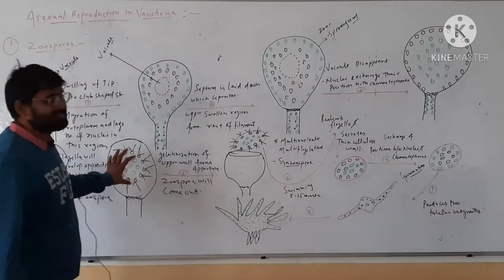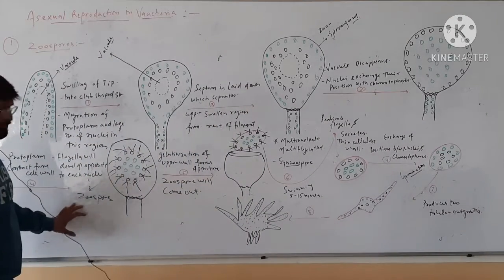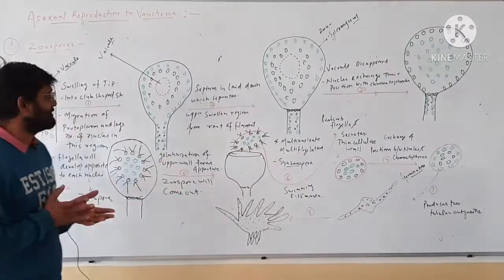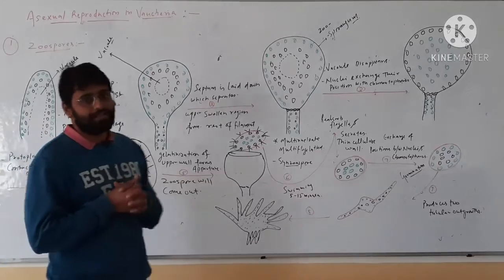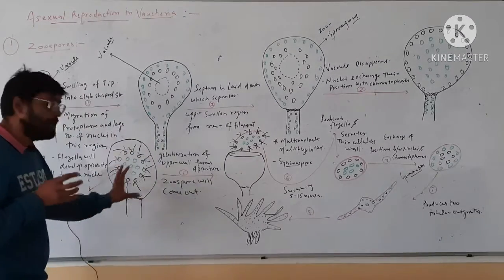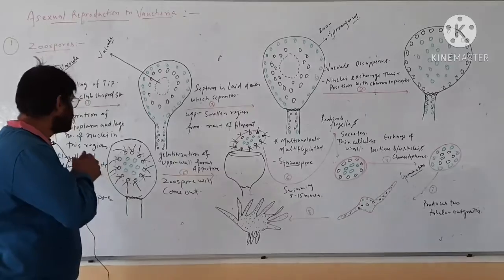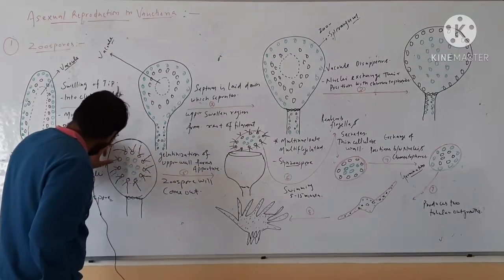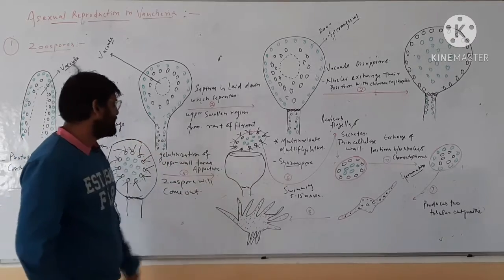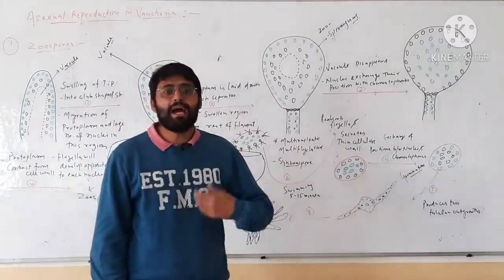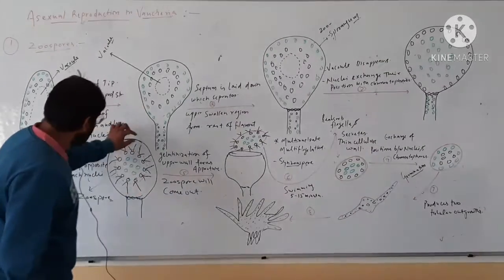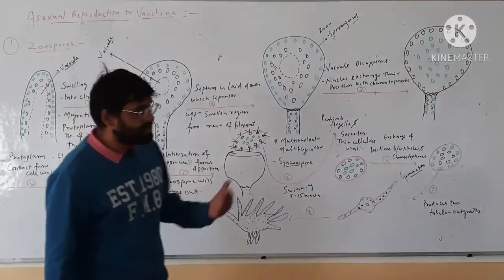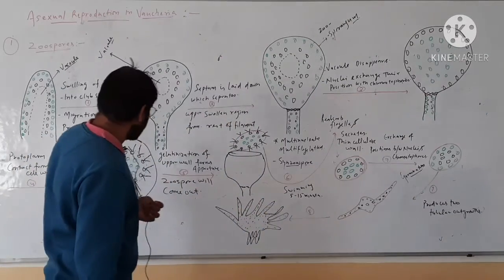Now this structure is called a zoospore, but till now it is inside an enclosed structure called the zoosporangium. So it is enclosed in a zoosporangium. Now the upper wall of the zoosporangium will gelatinize and form an aperture. This aperture is called the apical aperture.